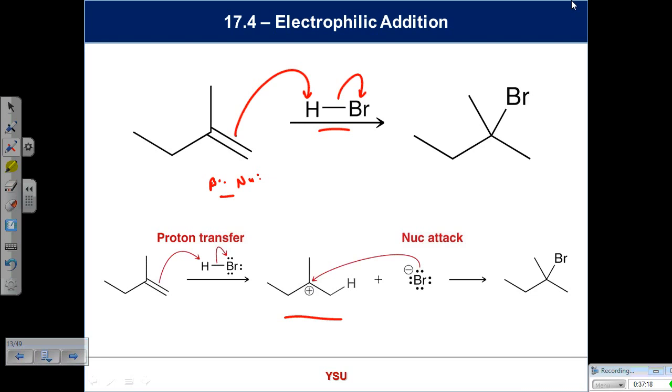Markovnikov, indeed, right? You could have put the proton on the tertiary carbon, that would give you a primary carbocation. That's not very good. So this all goes in this direction. All of a sudden we made a tertiary cation. What type is it? It's been a while. What type of cation is that? Tertiary, right? And so what's good about tertiary as opposed to secondary or primary?